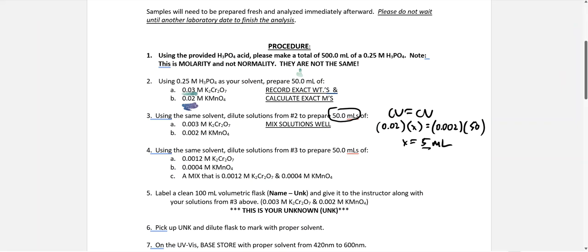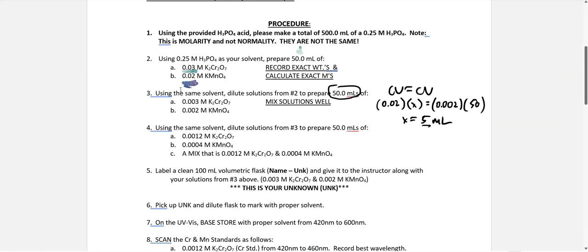All right. Next up, we're going to go on down because it's actually going to say, oh, whoa, now these are too strong. We need to go down to another unit. And once more, we have to bring in the dilution equation again. So CV equals CV. Number 4 says using the same solvent, dilute those solutions from number 3, and we need a total of 50 mils, and these are the concentrations that we need.